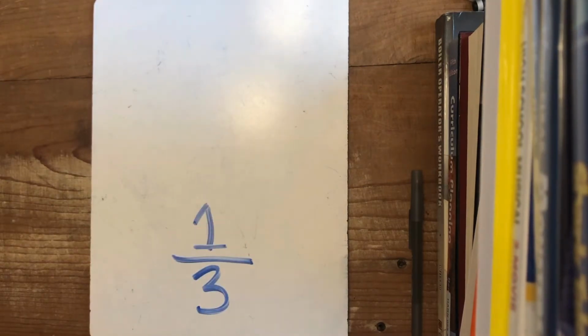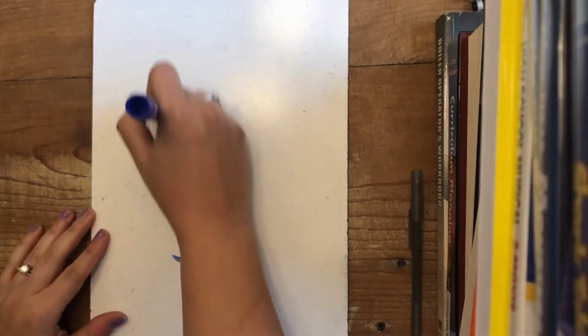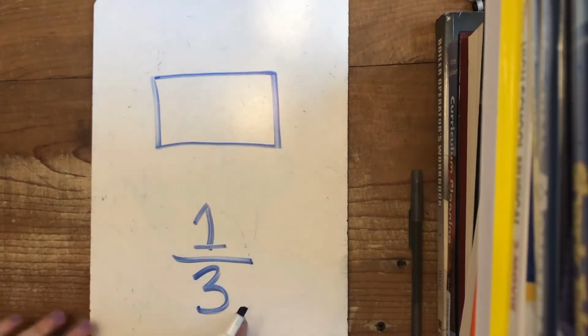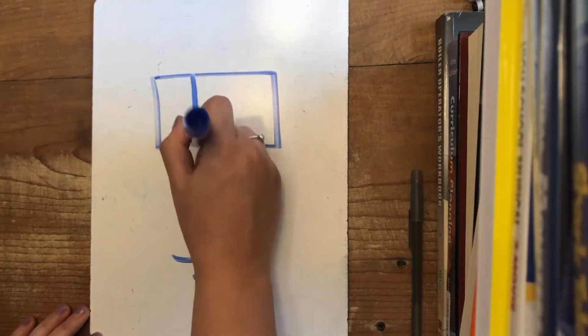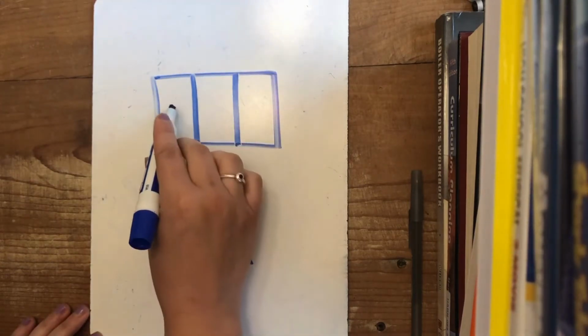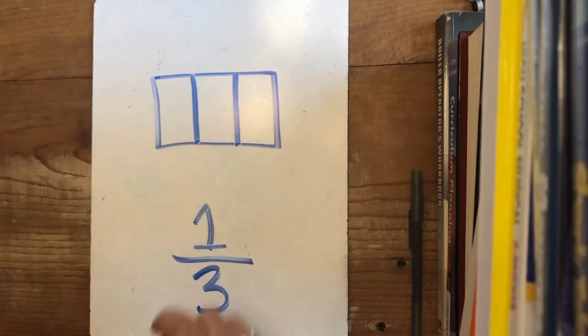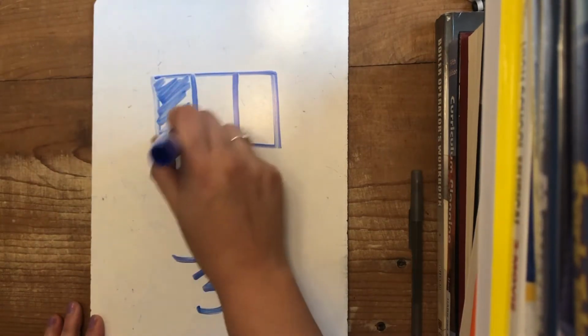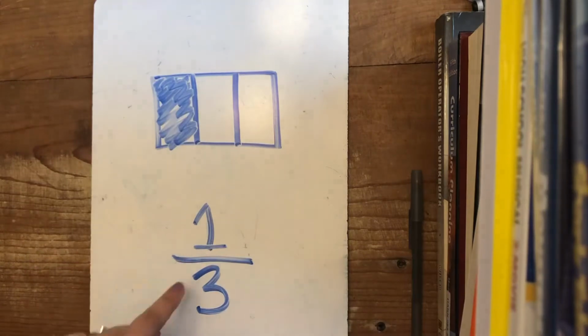Next, I'm going to do 1/3. So I'm drawing my shape. And how many pieces do I need to have inside of my shape? 3. So I'm going to make it to where I have 3 pieces inside of my rectangle here. And then how many do I need to shade in? 1 piece. So this shape represents 1/3.